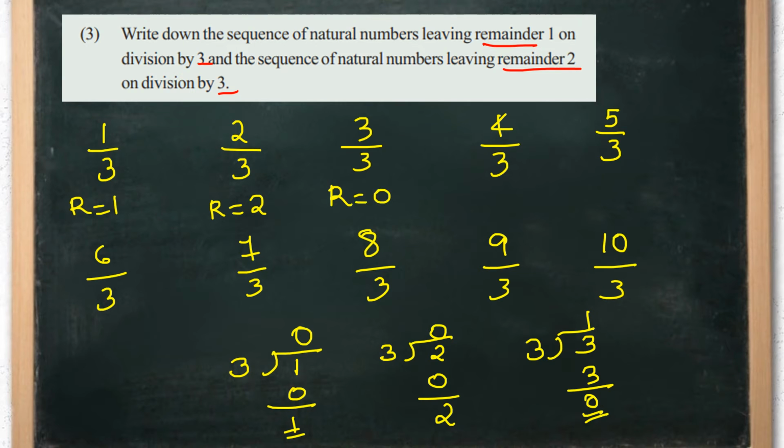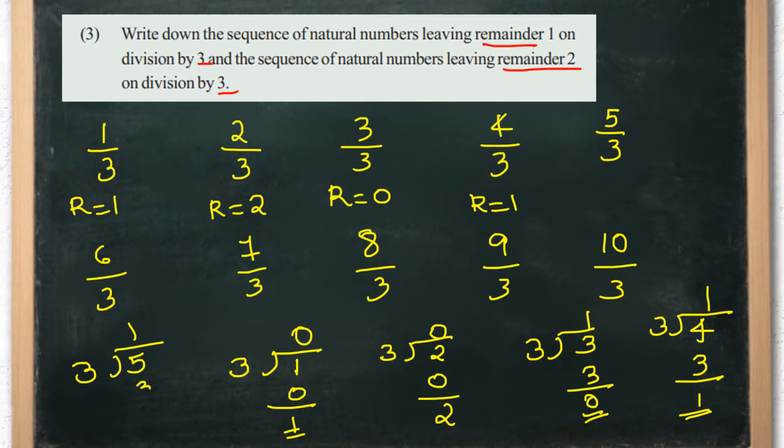R is equal to 0. In the case 4 divided by 3, 3 1s are 3, 1. So, the remainder is 1. In the case 5 divided by 3, 1s are 3, 2. The remainder is 2.